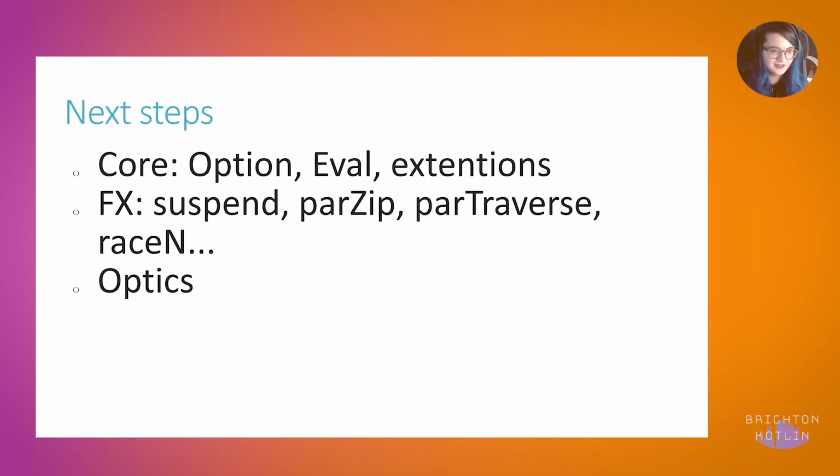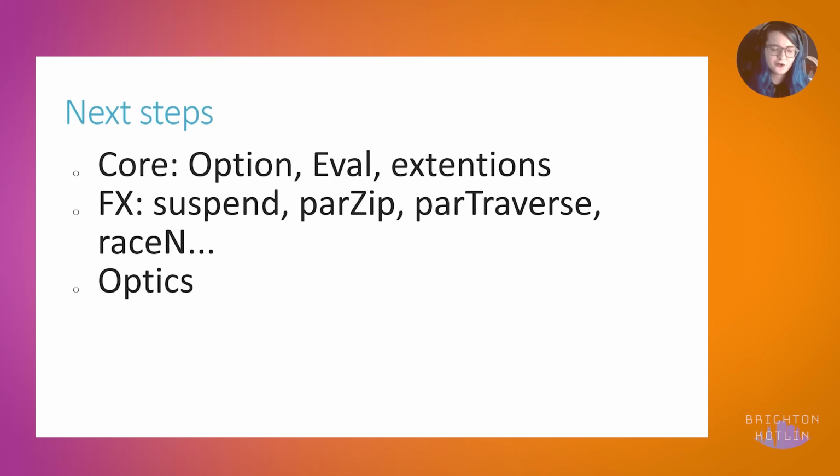And that's basically it. So the next steps for learning Arrow are learning about more classes from the core. Actually, we covered a lot of them, but I recommend to take a look at Option, so there's value or there's no value, at Eval that controls evaluation of value, at multiple extensions to the standard library like zip, unzip, and more folds like foldLeft, foldRight.